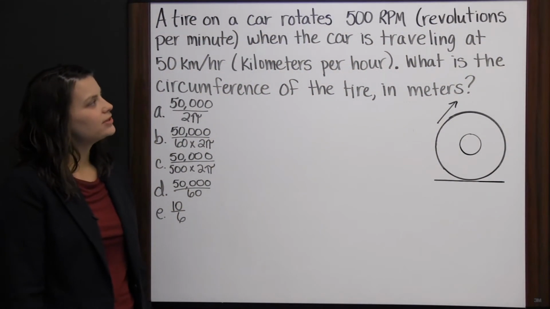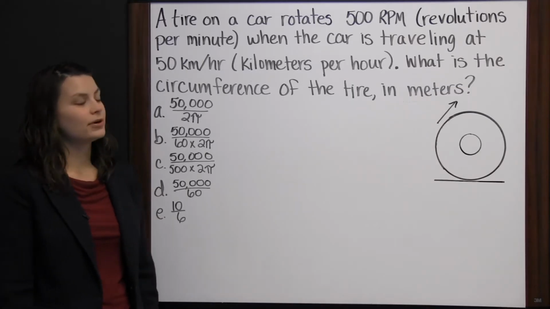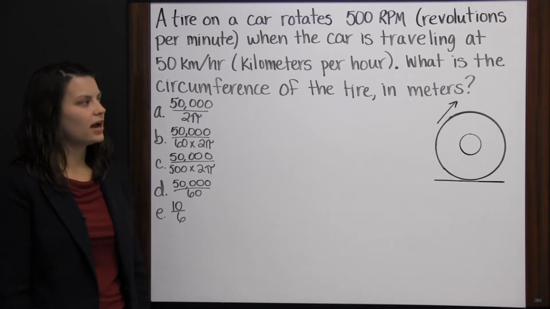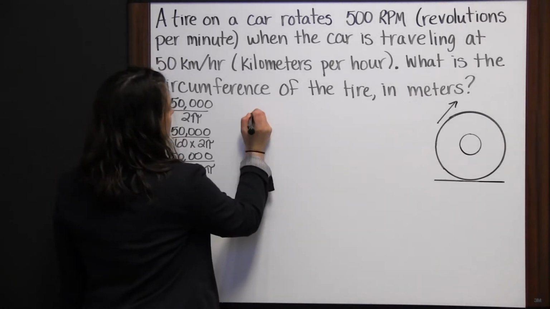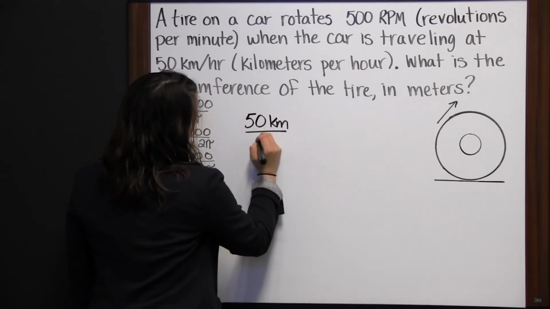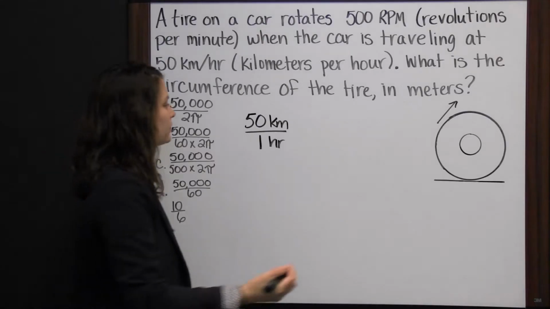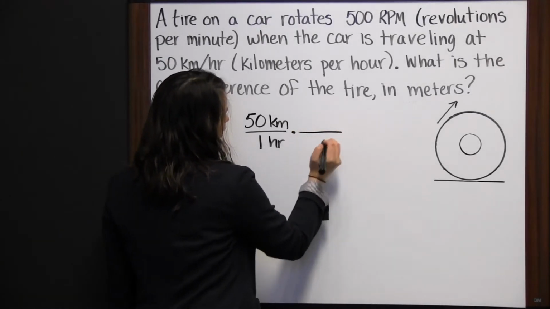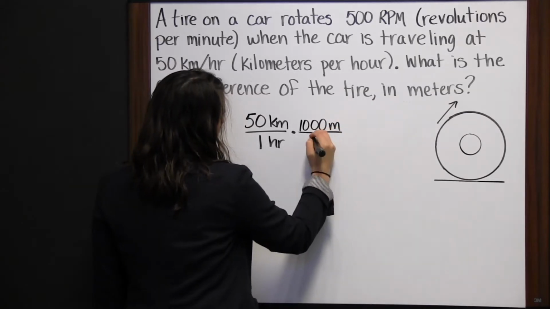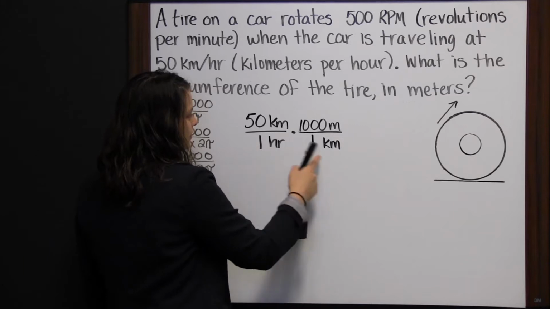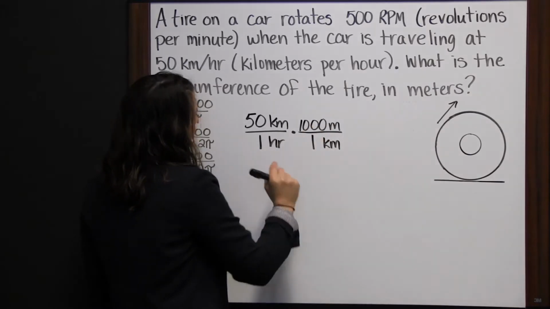A tire on a car rotates 500 RPM, or revolutions per minute, when the car is traveling at 50 kilometers per hour. What is the circumference of the tire in meters? Well, the first thing I want to do is take this 50 kilometers per hour and convert it into meters, since that's what they want the circumference in. So to convert kilometers to meters, I multiply it by the conversion factor of 1,000 meters is 1 kilometer. And when I multiply these fractions, I can cross cancel these units, kilometers, and I'll be left with meters per hour.